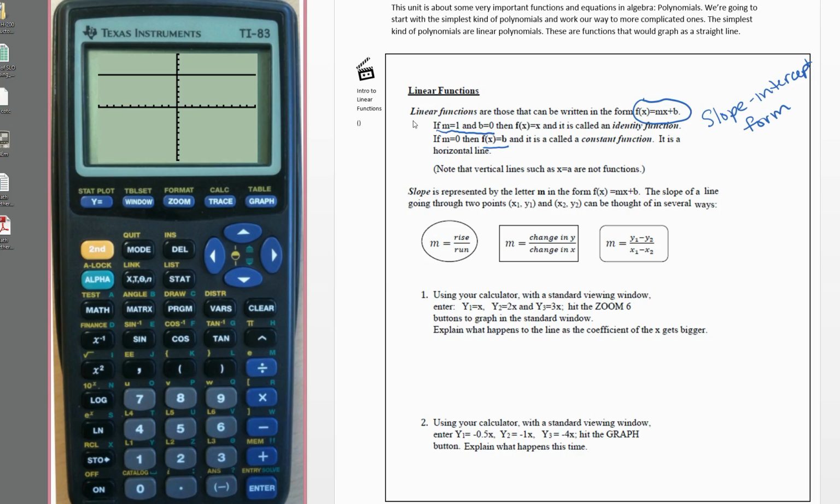Now, we're not going to talk about vertical lines because they're not actually functions. They fail the vertical line test. That whole line would intersect it in more than one place.